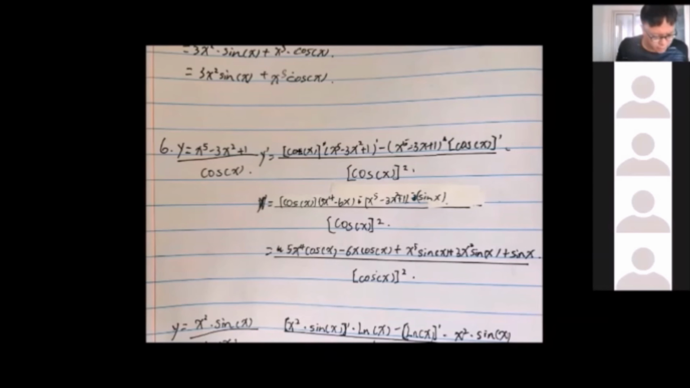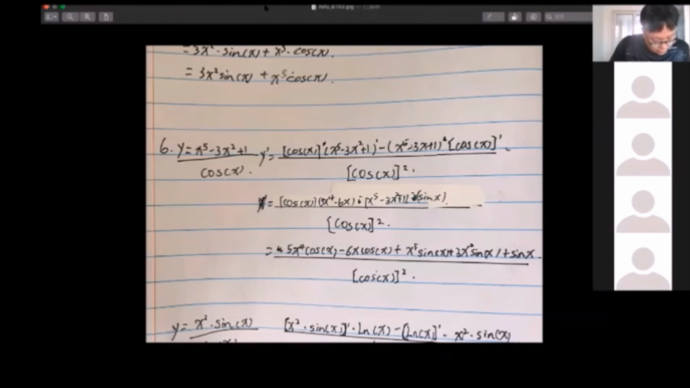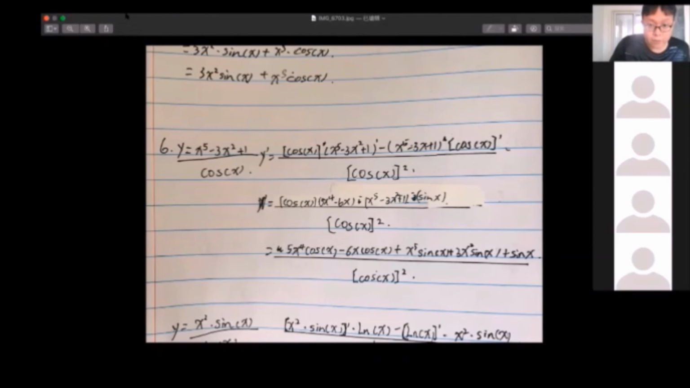Class, I can ask anybody else to give feedback here where we think we did something wrong. Let's look at the first part of Sammy's work. He's got something divided by something, so you're going to have to use the quotient rule. So that part is okay. All that times cosine of x, that's fine. He left the bottom part to the power of 2, that's fine.